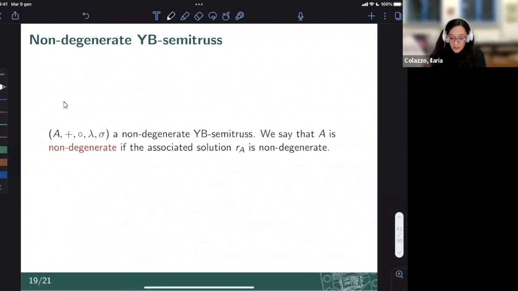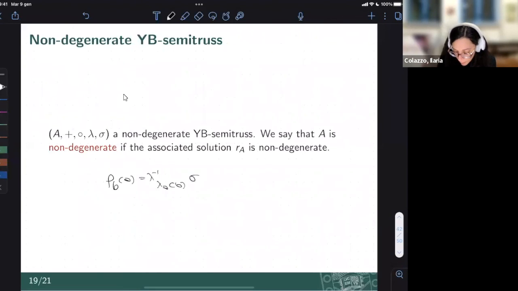And so this means that we are looking at the rho map being bijective, and I remind you that the rho map rho_b of a is just lambda inverse of lambda_a(b), sigma of lambda_a(b) of a. And so we are assuming that all these maps are bijective.